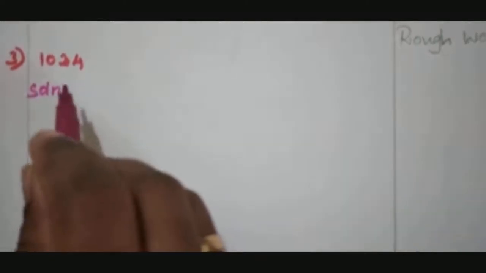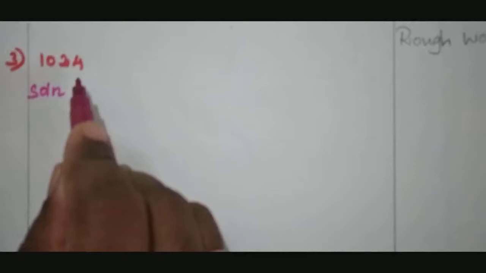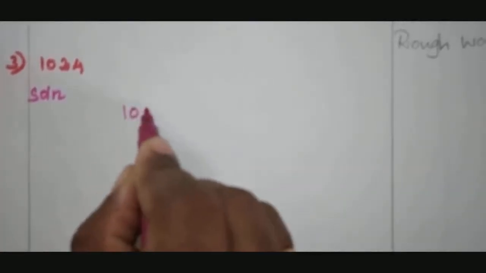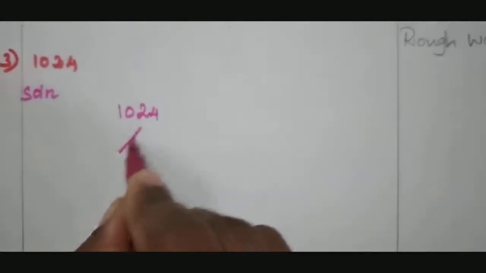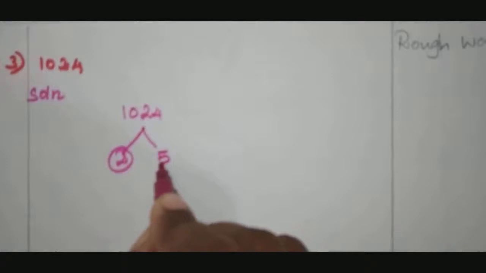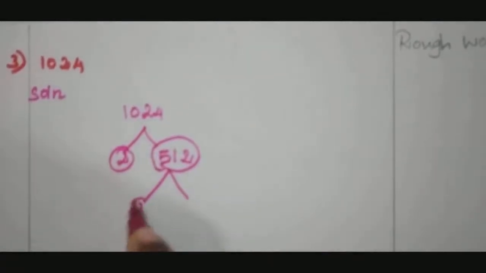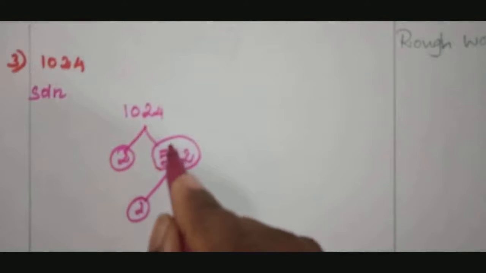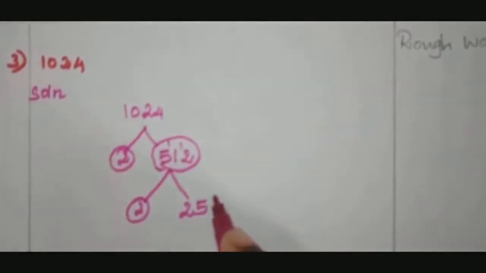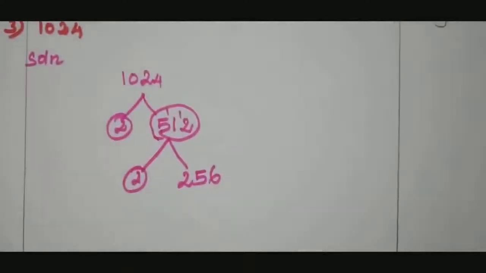So here also the ending digit is an even number. So you can start with 2 tables. Divide 1024 divided by 2. 5 2s are 10. 1 2 is 2. 2 2s are 4. Again divide it with 2 table. 2 2s are 4, remaining 1. 5 2s are 10, remaining 1. 6 2s are 12.